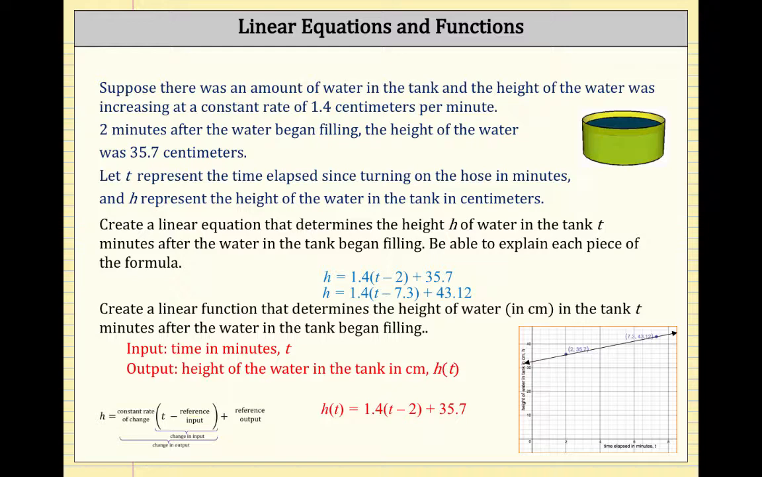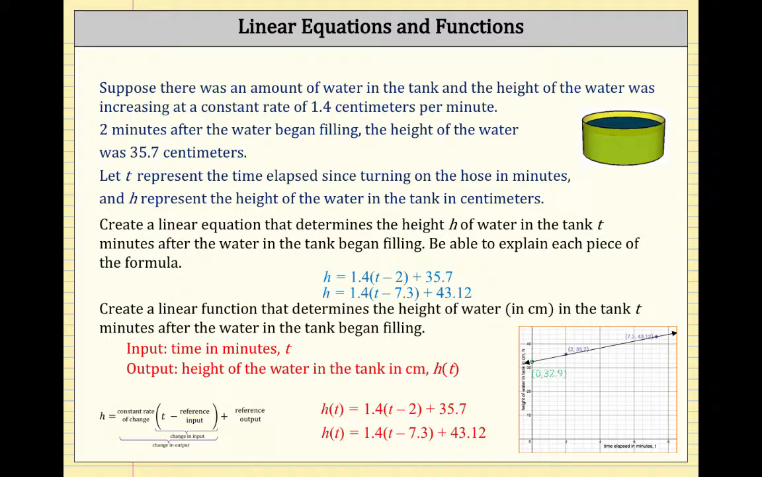And analogously, in function notation, it will look awfully similar. It would just be h of t equals 1.4 times the quantity (t minus 7.3) plus 43.12. So again, this means that we would end up with the exact identical line. In a future lesson, I'll explain why those both produce exactly the same line. Both h equals 1.4 times (t minus 2) plus 35.7, and h equals 1.4 times (t minus 7.3) plus 43.12.